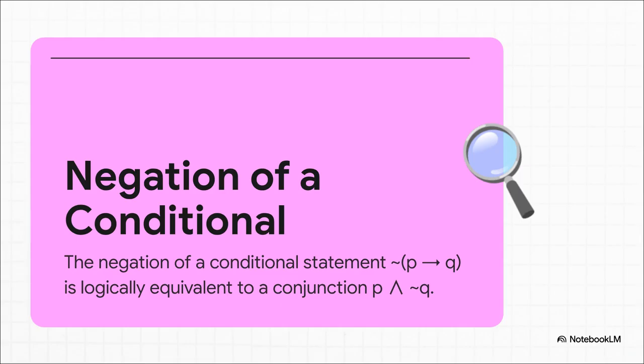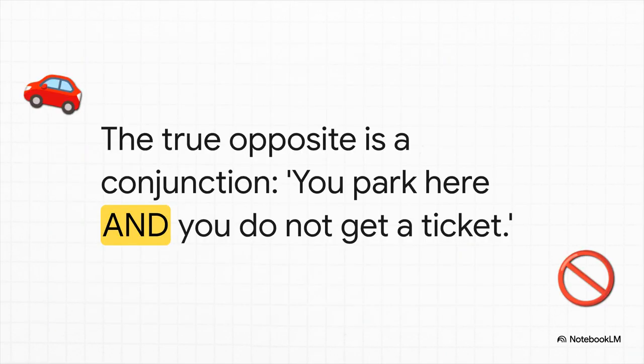The formal rule looks like this. The negation of if P, then Q is logically the same as P and not Q. I'll admit, this is probably one of the most useful but least intuitive rules in all of basic logic. And here's why it makes sense. To prove that original statement false, you have to do two things. You have to satisfy the if part, and you have to violate the then part. The only way that sign is lying to you is if you actually park there and you manage to not get a ticket. That single situation is the true logical opposite.